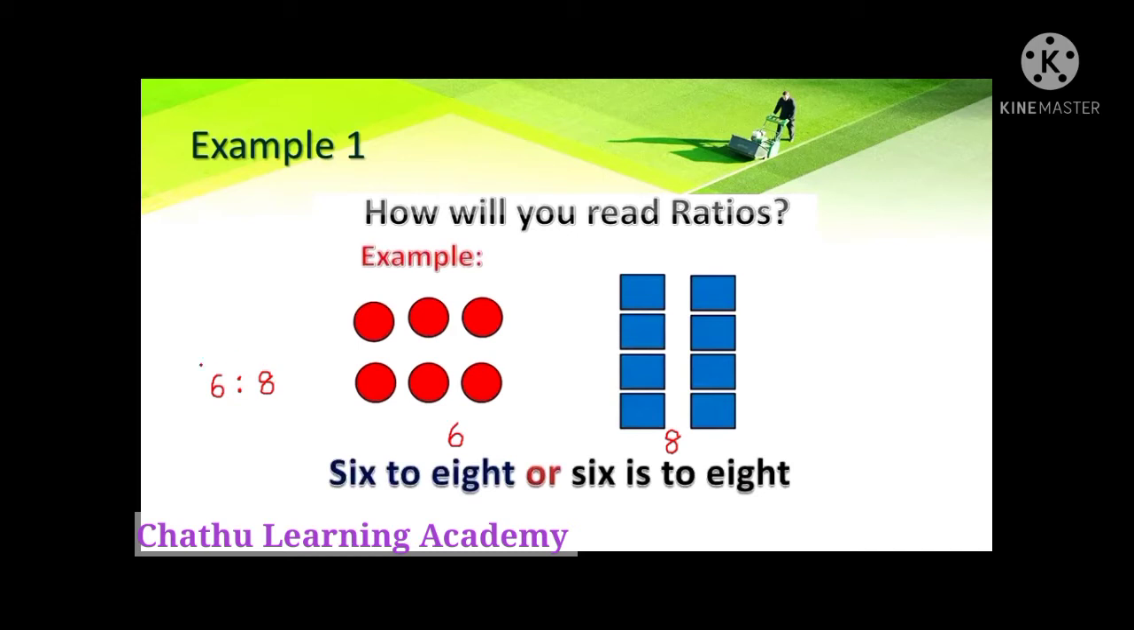Then how will you read this? We can read it as 6 to 8. If not, 6 is to 8. ආකාර දෙකක් තියෙනවා මේ ලියන අනුපාතය කියවන. You can read it as 6 to 8. එහෙමත් නැත්නම් ඔයාලට කියන්න පුළුවන් 6 is to 8.